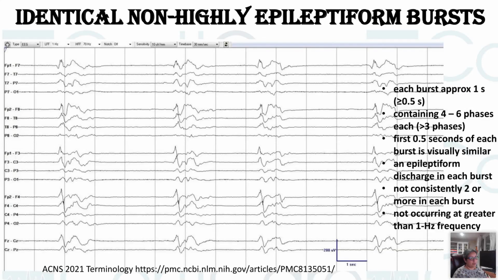And their frequency, they are not occurring at greater than 1 hertz. They are less than 1 hertz. So this particular pattern is described as identical, non-highly epileptiform bursts. Identical because the first half of each burst is identical. It looks similar.